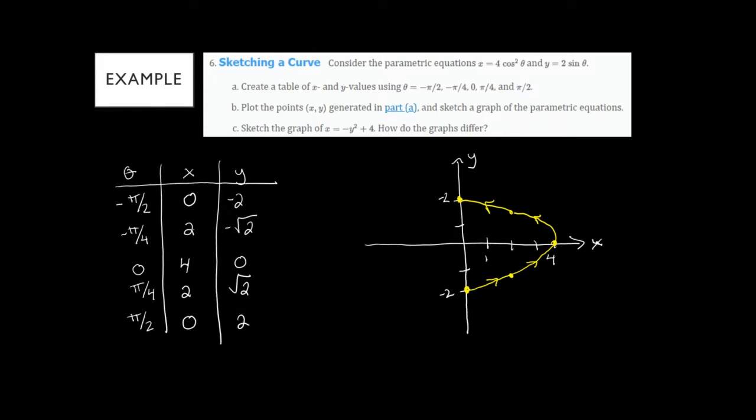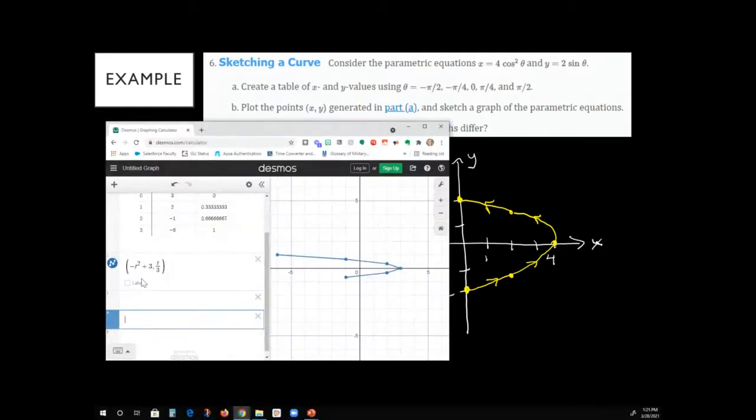So that's the plot of the parametric equations, and it kind of looks like a sideways parabola. And then it says sketch the graph of x equals negative y squared plus 4, and how do the graphs differ? So I'm going to do that second part in Desmos. I'm actually going to graph both of these in Desmos.